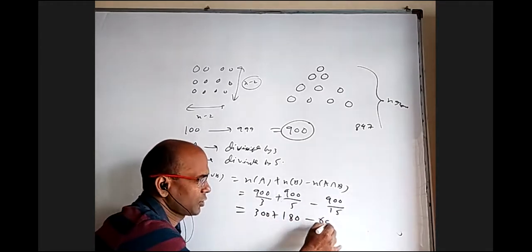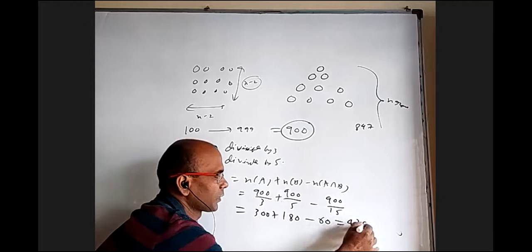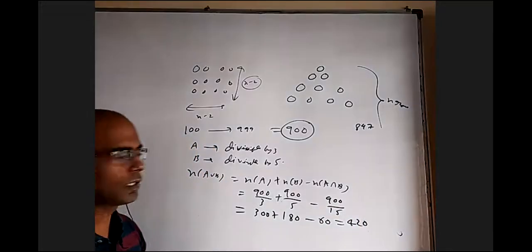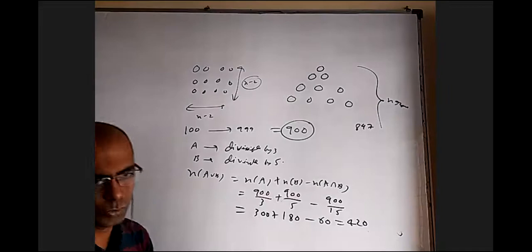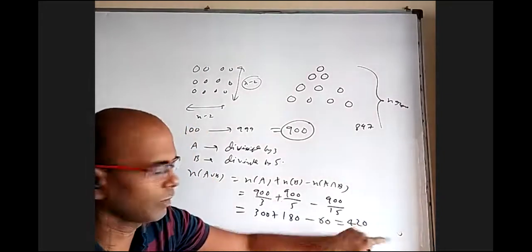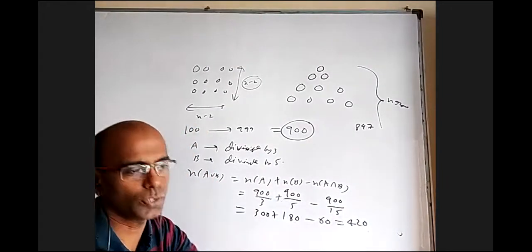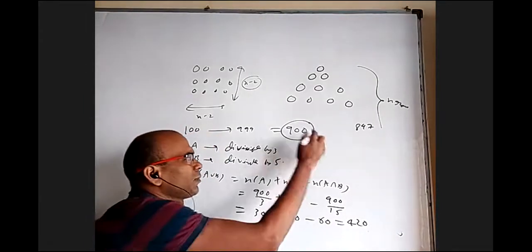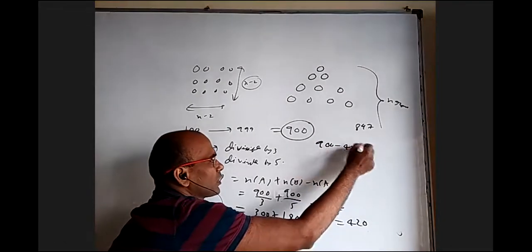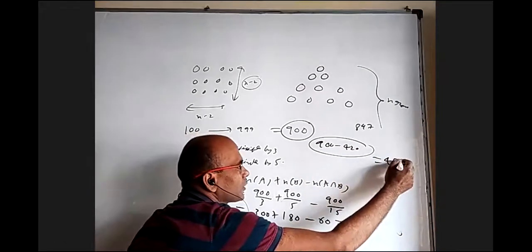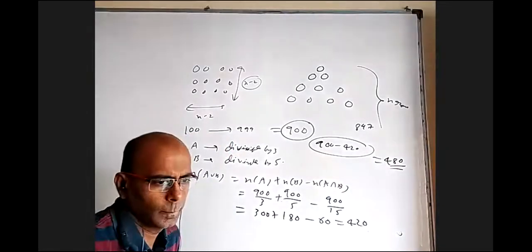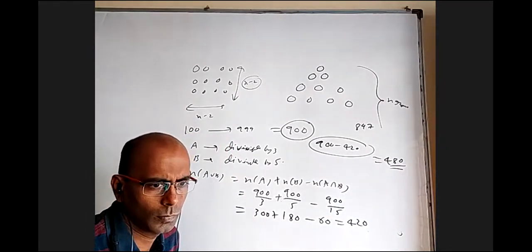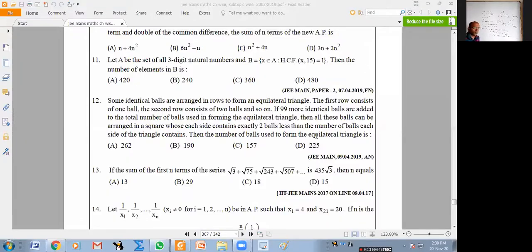So this is 300, this is 180, this is 60. 300 plus 180 minus 60 is 420. So these 420 numbers are divisible by 3 or 5 or both. If I take any one of these numbers and 15, their HCF is not 1. Either it will be 3 or 5 or 15. We don't want that. So 900 minus 420, the answer will be 480. Is it all right, 11th one? Yes.